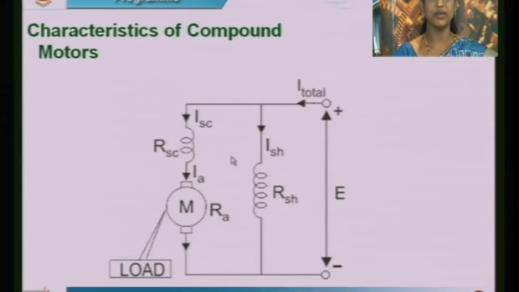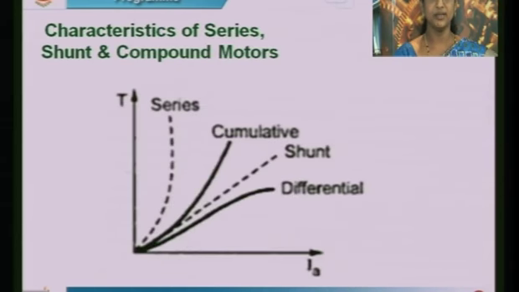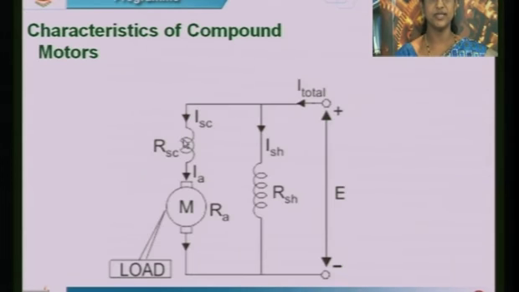How do you differentiate cumulatively compound and differentially compound? If the flux produced by the current flowing through the shunt field winding and the flux produced by the current flowing through the series field winding are in the same direction, it is called a cumulatively compound motor. If they are in opposite directions, it is called a differential compound motor.